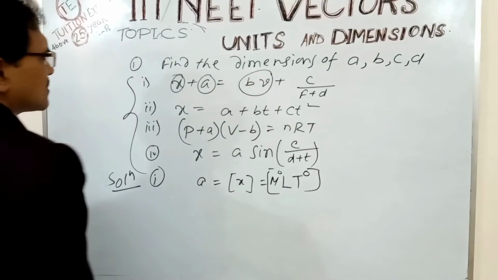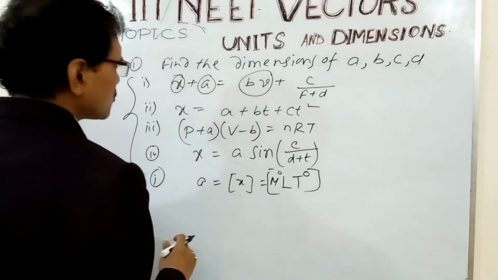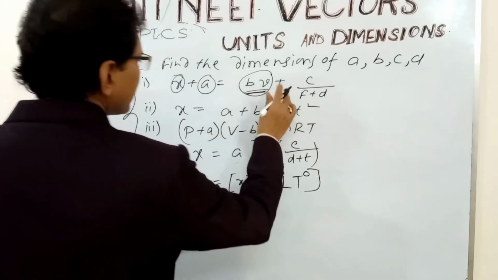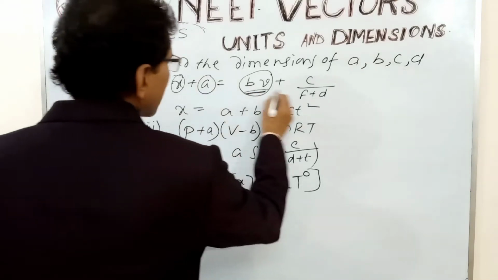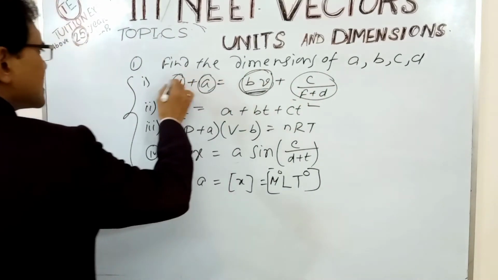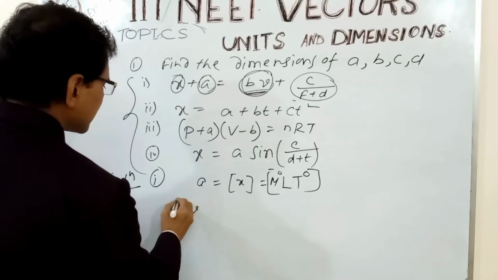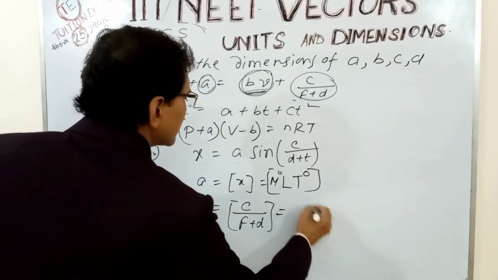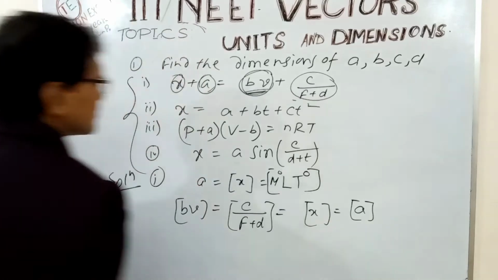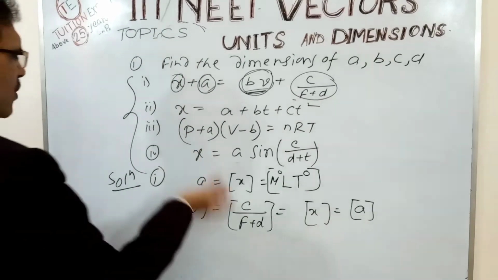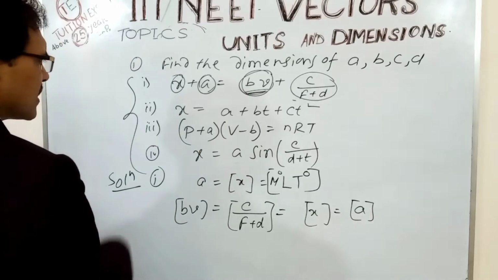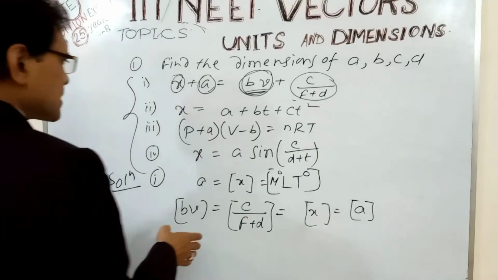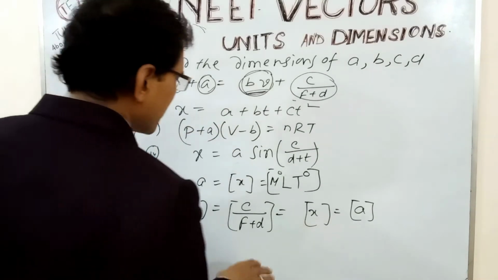Now the dimensions of both sides of an equation are equal. Also we can add only the same type of dimensions. That is, the dimension of this, this, and this are all equal. So the dimension of BV equals the dimension of x, which equals the dimension of b times v. The quantities in a physical expression should have equal dimensions. This is the property.